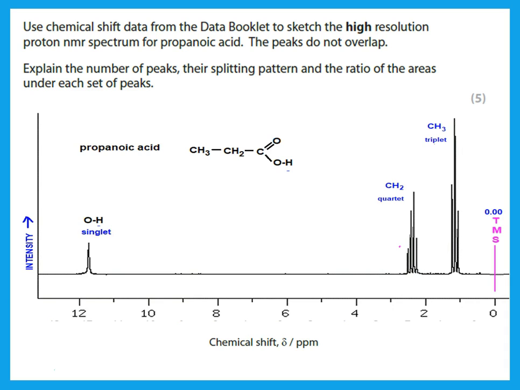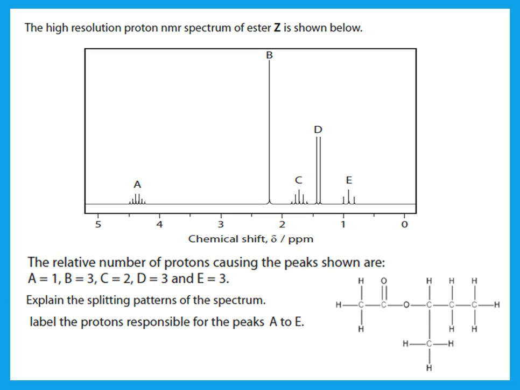Remember the splitting. We said OH peaks do not split. Now, the CH3 has 2 hydrogens next to it, so it will be a triplet. It will be split into 3. The CH2 has 3 hydrogens on the neighboring carbon, so it will be split into 4, or it will be a quartet.